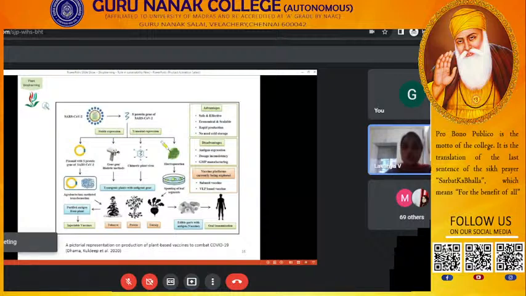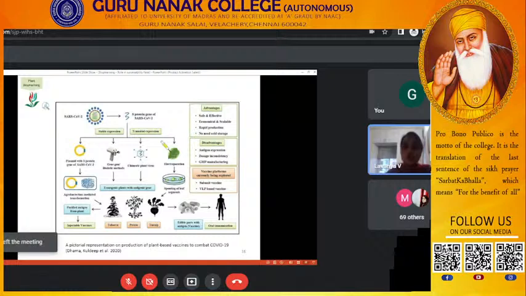So this is a pictorial representation of the production of plant-based vaccines to combat COVID-19. Like in the other methods, the gene which codes for the spike protein is allowed to be stably or transiently expressed. Here we can see there are different methods by which the gene can be inserted into the plant cells. We can go for physical methods such as electroporation or using a gene gun, using which the gene is directly bombarded into the plant cells. We can also go for certain plant viruses which will act as an intermediate to transfer the gene into the plant cells, and the traditional way of using a plasmid.